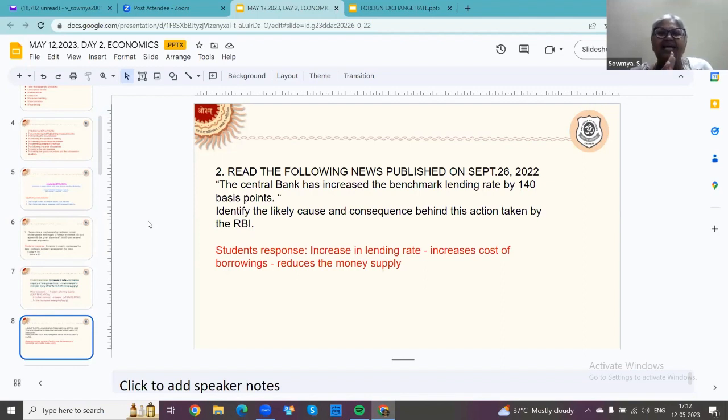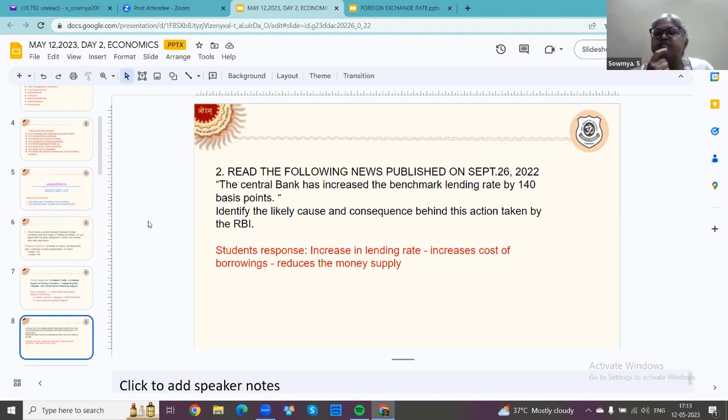Partly it is correct. But will the child be able to get full 4 marks for this question? No, because the child has only answered part of it. Identify the likely cause and the consequence behind the action. That is the question, isn't it? They've given the news report, and the question follows. The question reads: identify the likely cause and consequence behind the action taken by the RBI.